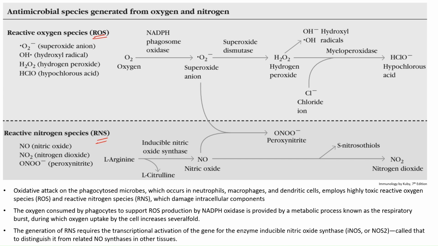Under reactive oxygen species, we have superoxide anion, hydroxyl radical, hydrogen peroxide, and hypochlorous acid. What happens is that due to excessive oxygen, NADPH phagosome oxidase gets activated and converts the oxygen into superoxide anion. This superoxide anion in the presence of superoxide dismutase will convert into H2O2, that is hydrogen peroxide. From this hydrogen peroxide it can lead to hydroxyl or OH radicals, and in the presence of myeloperoxidase, this hydrogen peroxide converts to hypochlorous acid.